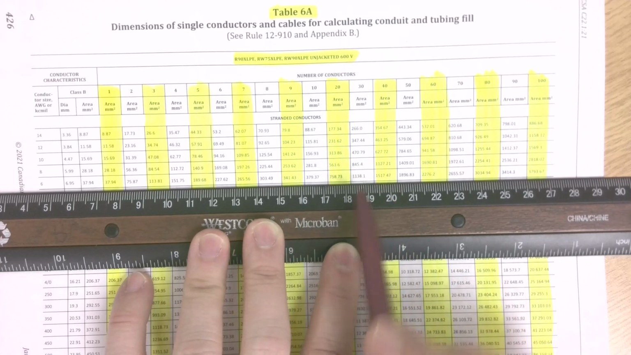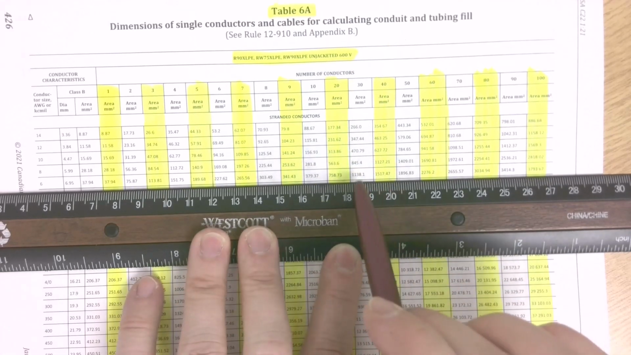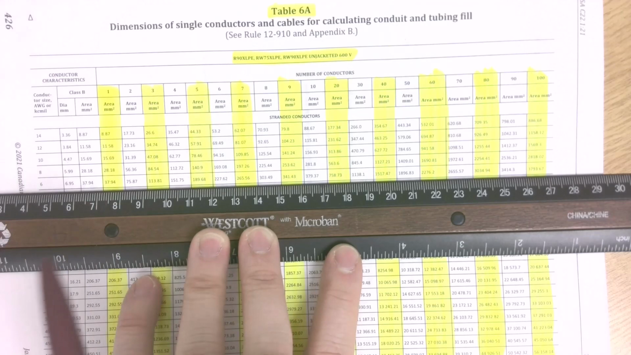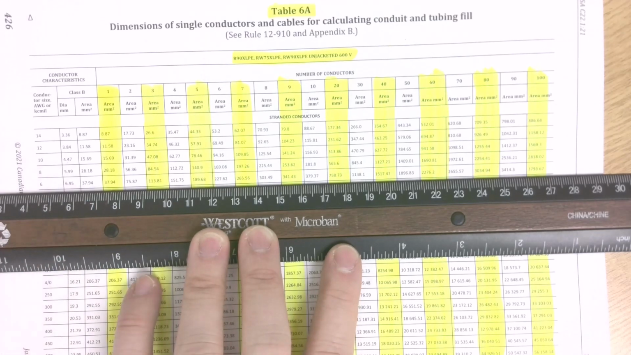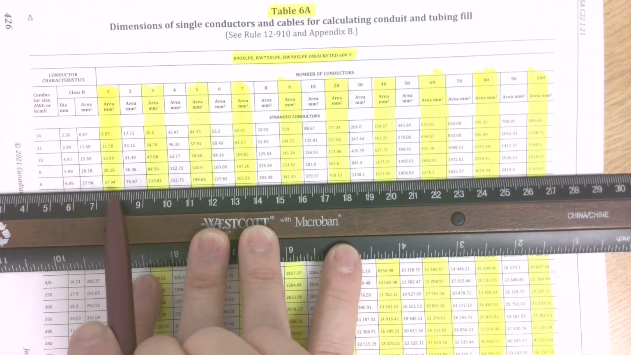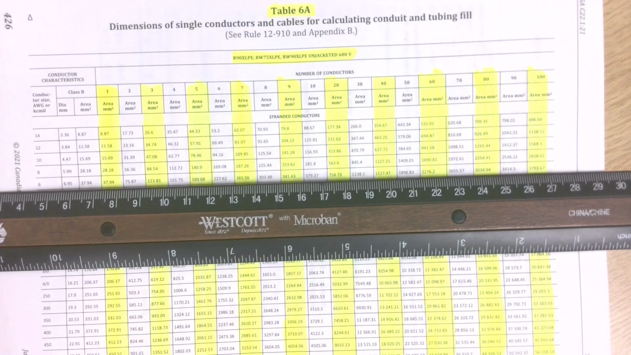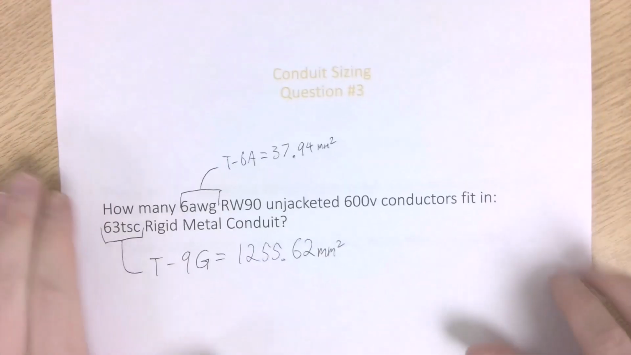So I know it's going to be more than 30. So I could just take this number and keep adding one at a time until I basically go over the allowable area, and then I would just back it off one. Or I could just do this sort of ratio type of math.